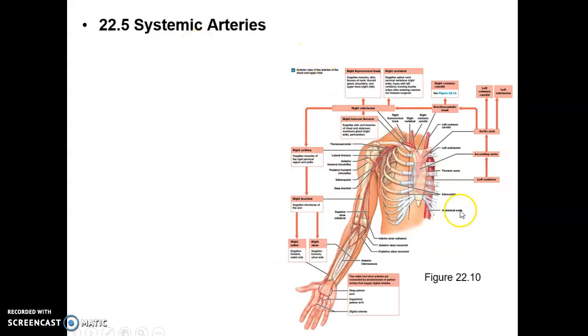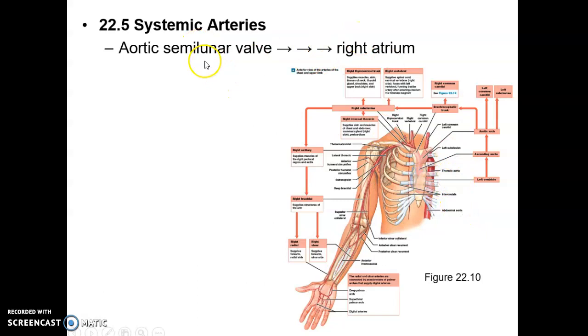Systemic arteries now, the ones to know. And this should match your lab study guide. So you have the aortic semilunar valve. We'll start there, so starting in the heart, and we'll go all the way back towards the right atrium. Okay, so the larger principal arteries are what we'll cover. The ascending aorta is the part of the aorta that first comes off of the heart. Ascending because it's going superiorly, upwards.